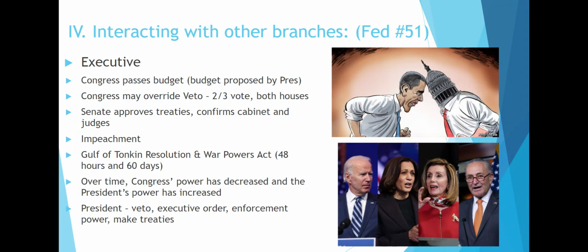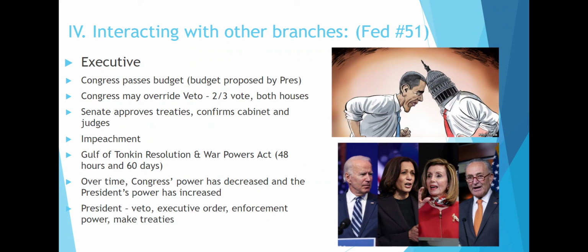All right, let's talk a little bit about how the legislative branch interacts with the other branches. Remember, Federalist number 51 is going to deal with checks and balances and the interaction of the legislative branch with the other branches. It's up to Congress. This is a congressional power of Congress to pass the budget. The president gets to propose a budget. Congress typically laughs at his budget and throws it out.